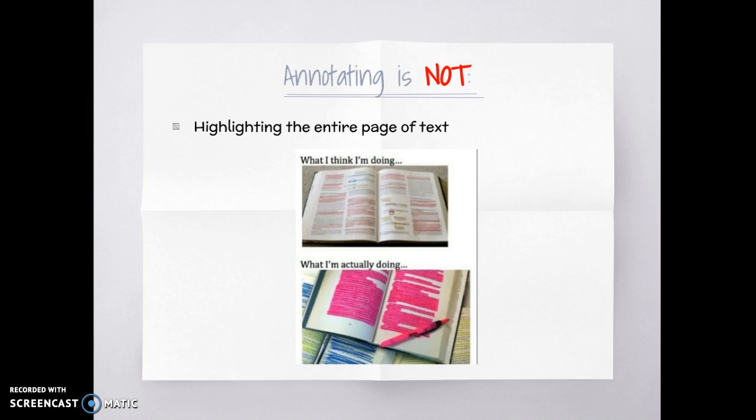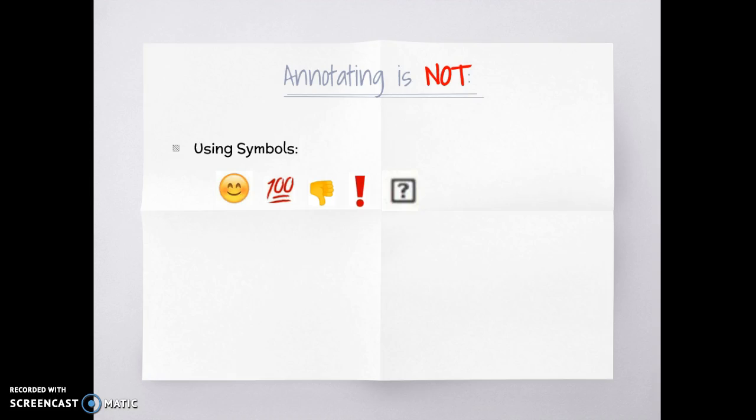Annotating is not highlighting the entire page of text. It's not just highlighting everything and thinking that that's annotating. That is not what we are looking for. It is also not just using symbols. While symbols are a great way, we can't just write exclamation points or question marks or emojis. We need to add a little bit more to it in order for it to be considered an annotation.